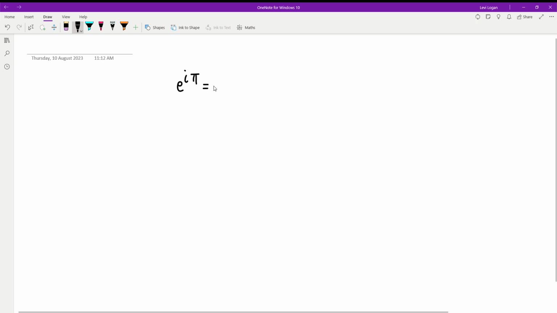We're going to try and prove this using a Taylor series. A Taylor series pretty much approximates functions using polynomials. So the general formula for a Taylor series is given below.